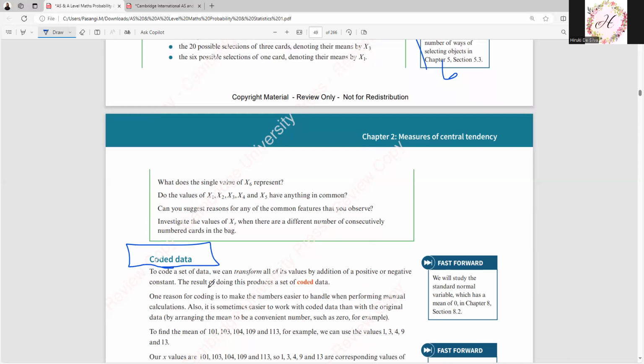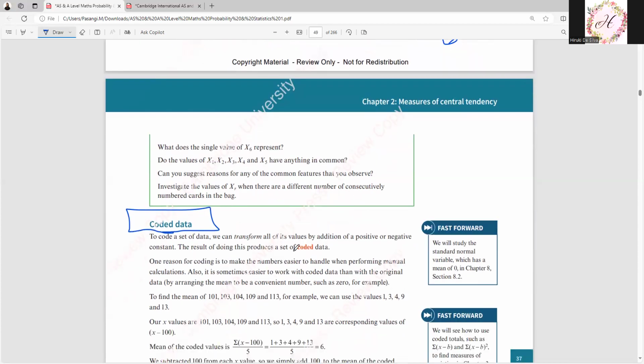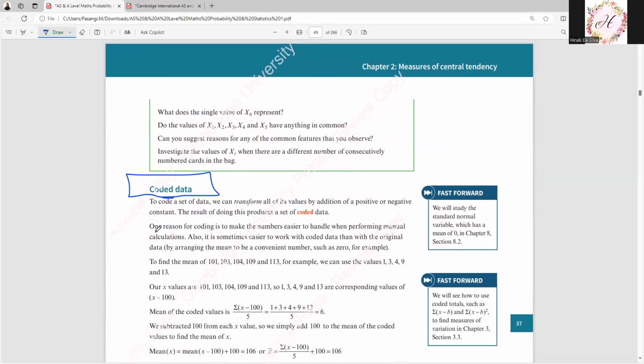So the final result of doing this produces a set of coded data. For example, one reason for coding is to make the numbers easier to handle when performing manual calculations. This coding part we normally do for the categorical variables as well or the numerical variables as well.